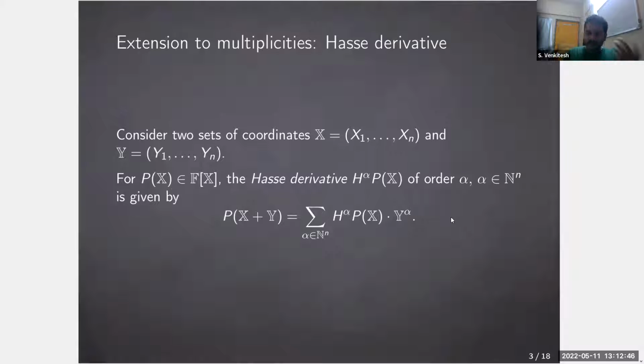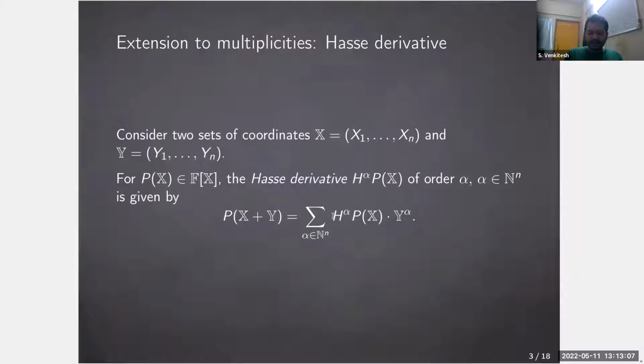More generally, if you need a derivative of a function, you need to fix a polynomial representation and then you can talk about its derivatives. So for the multi-index alpha, the alpha order Hasse derivative of the polynomial p is defined to be the alpha coefficient in this expansion.